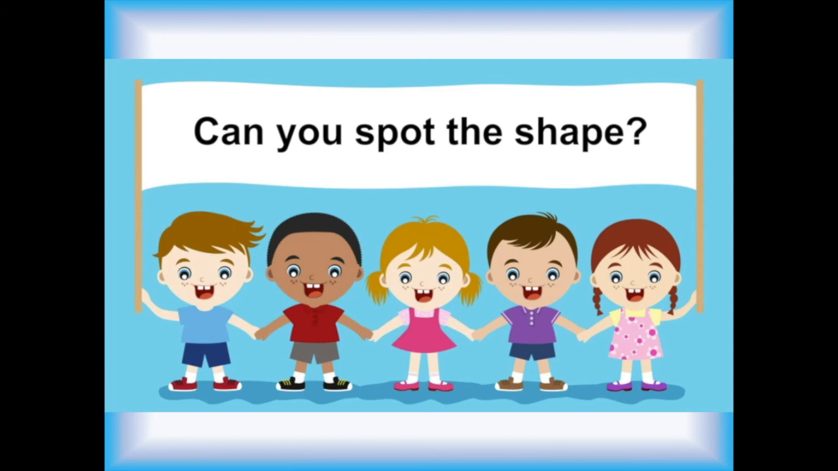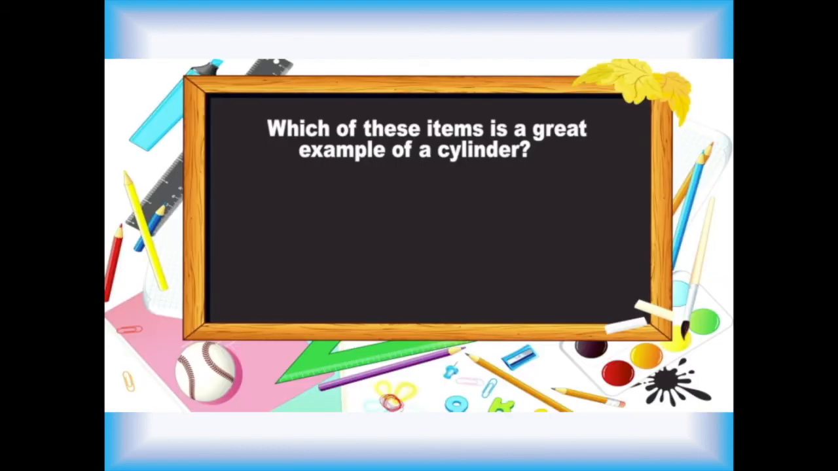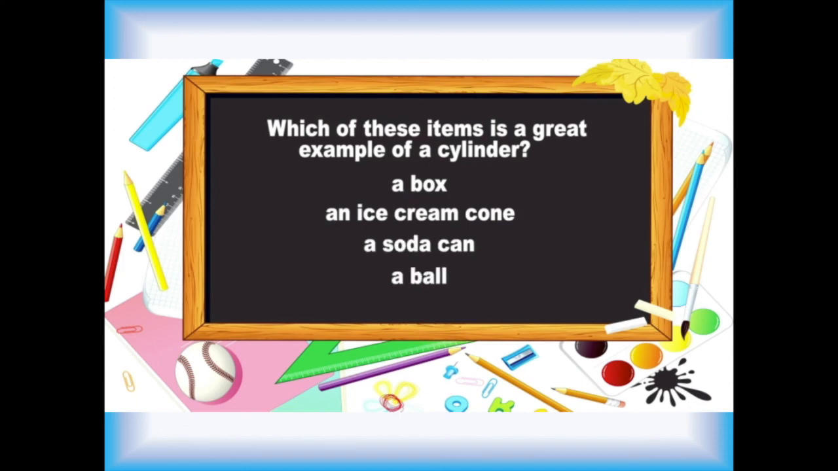Can you spot the shape? Which of these items is a great example of a cylinder? A box, an ice cream cone, a soda can, or a ball? What was that? A can. Yes, a can is a wonderful example of a cylinder.